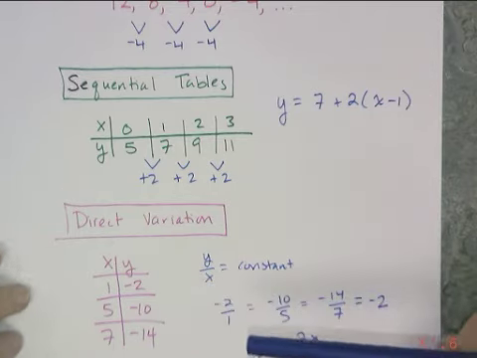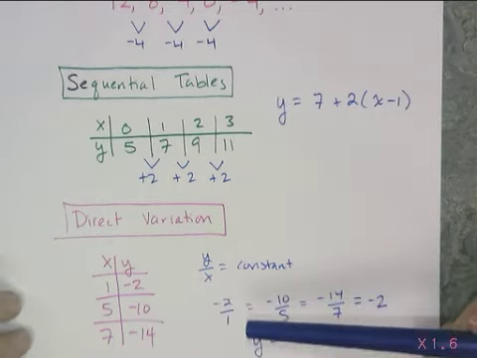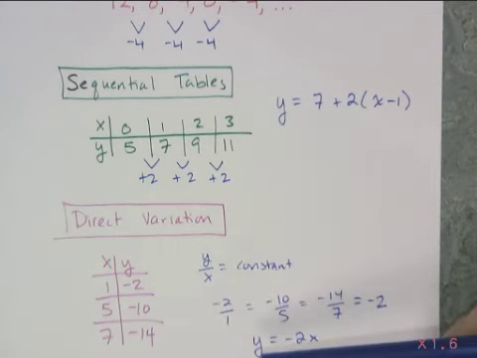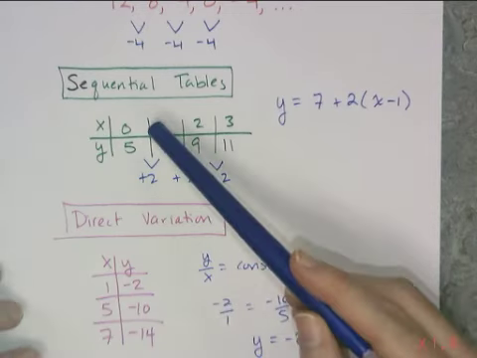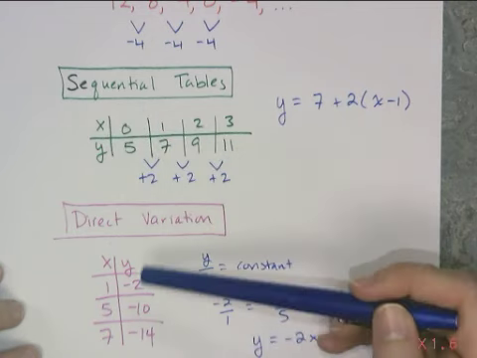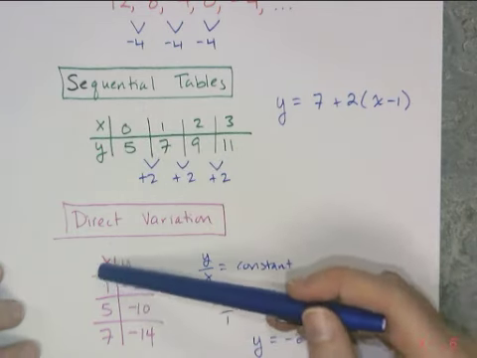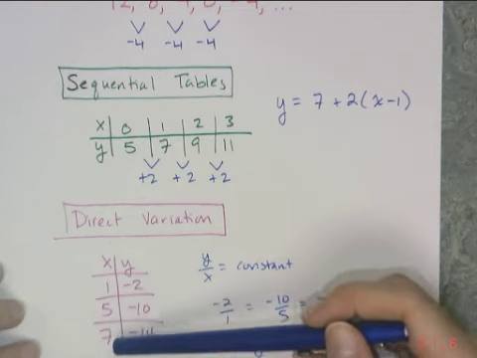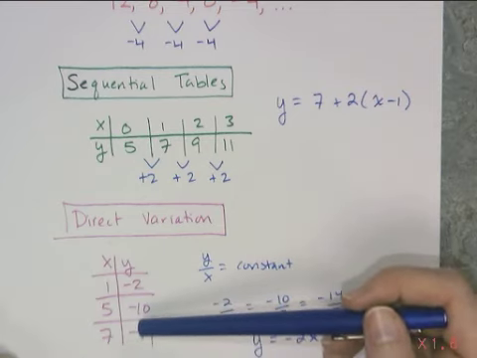So what I want to be able to do now is take any table and determine if it's linear. I don't want to be limited to only knowing if sequential tables are linear. I want to know if any table, no matter how the x changes, can I determine if that data is linear.